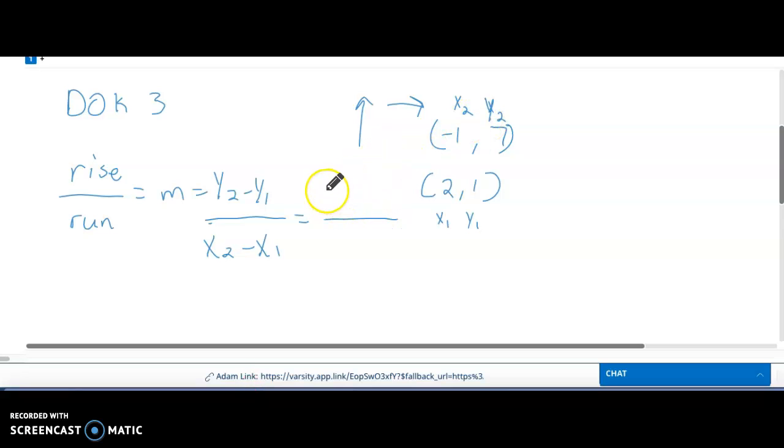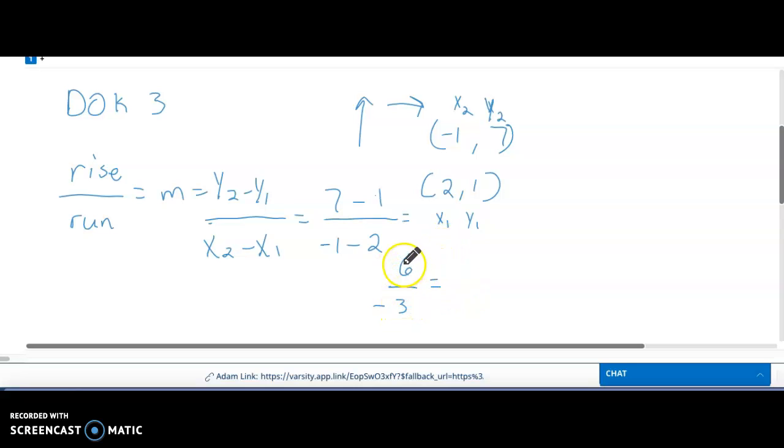So Y2 is 7 minus Y1. X2 is -1 minus 2. So it's going to be 7 minus 1, which is 6, over -1 minus 2. So that is going to be -3.